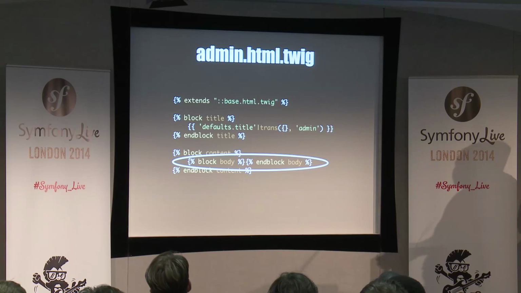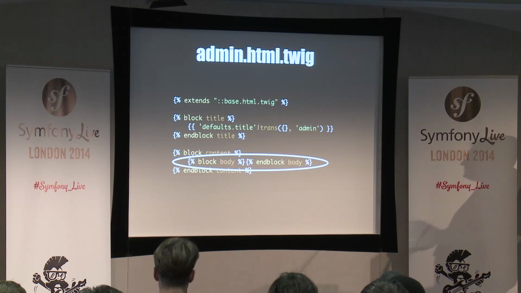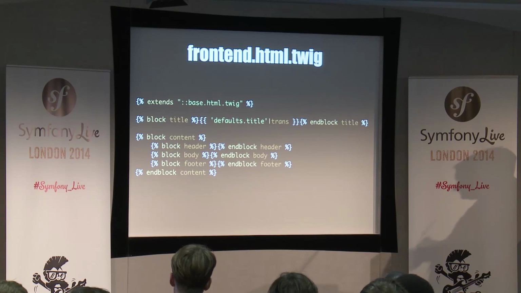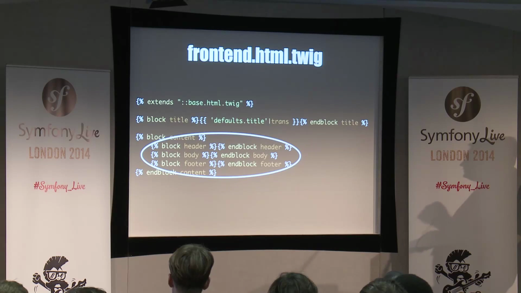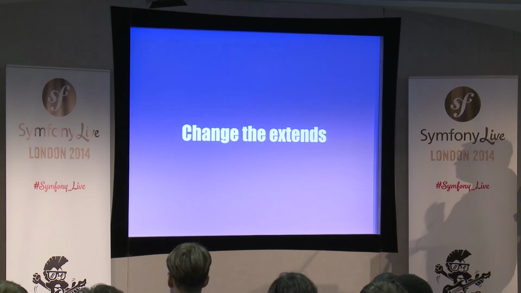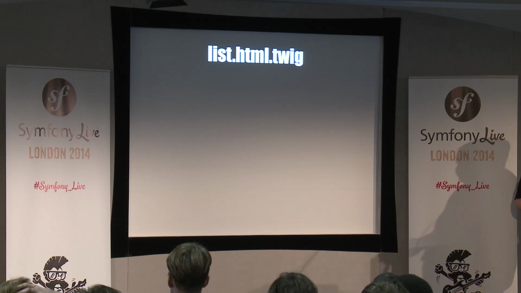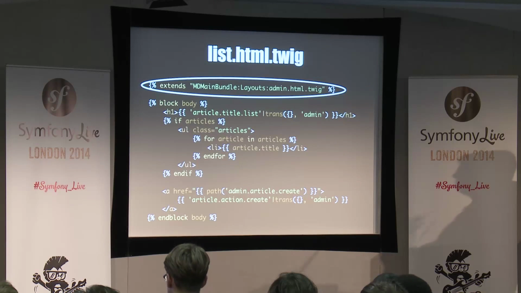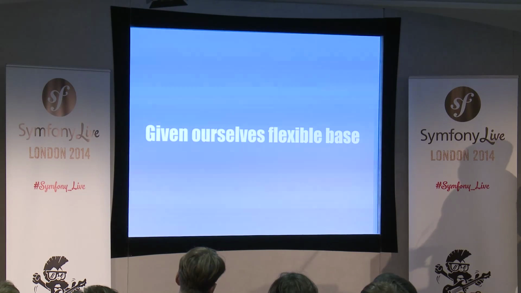So in the admin, we may not have a header, for example, or we might not have a footer. We might just want to blat some stuff onto the screen. But in the front end, we might have a header and a body and a footer, which means that we can just change the extends in these templates depending on which section they belong to. For this one, this is something to do with the admin. It's just a list of articles. And what that gives us is a flexible base to build on. Does that make sense to everybody?